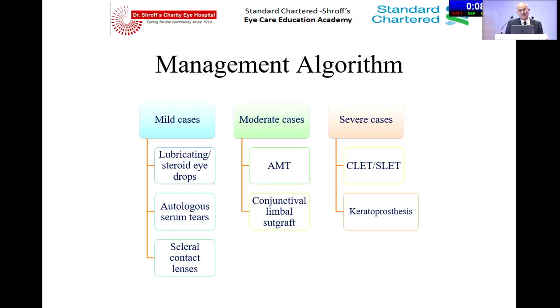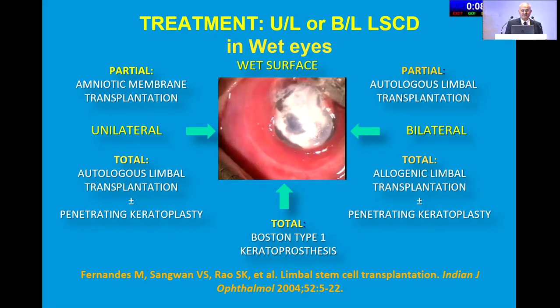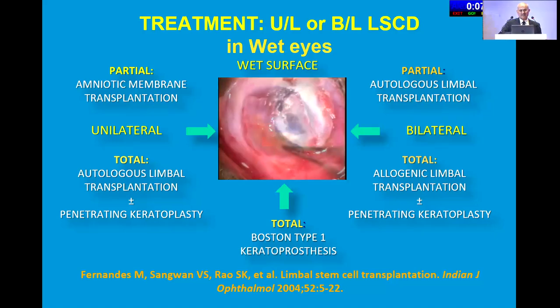Management: in mild cases, if it is peripheral and focal, generally you need only topical drops or maybe scleral lenses. Moderate cases may need AMT, and severe cases would need some sort of stem cell transplant, maybe SLET, and severe bilateral cases may need keratoprosthesis. So this is another algorithmic approach, which is again published in one of our papers. This is a more dramatic presentation.